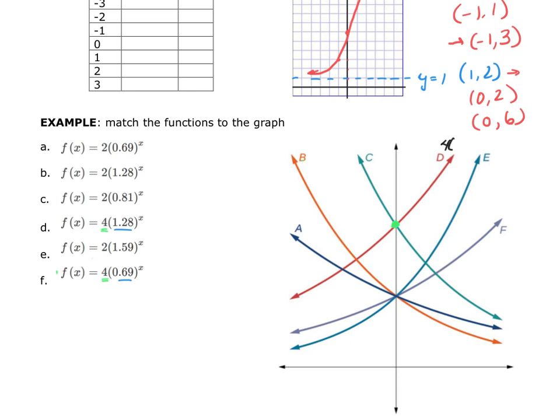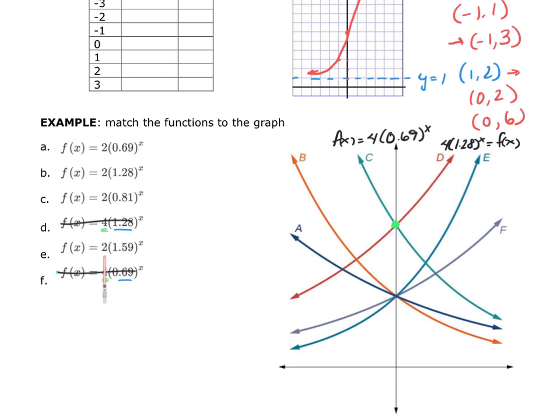then this equation right here is 4 times 1.2 raised to the x. That's that function. And that means this C must be f of x is equal to 4 times 0.69 raised to the x. Now those were the easy ones, so those are done. Now it's a matter of looking at these other ones.